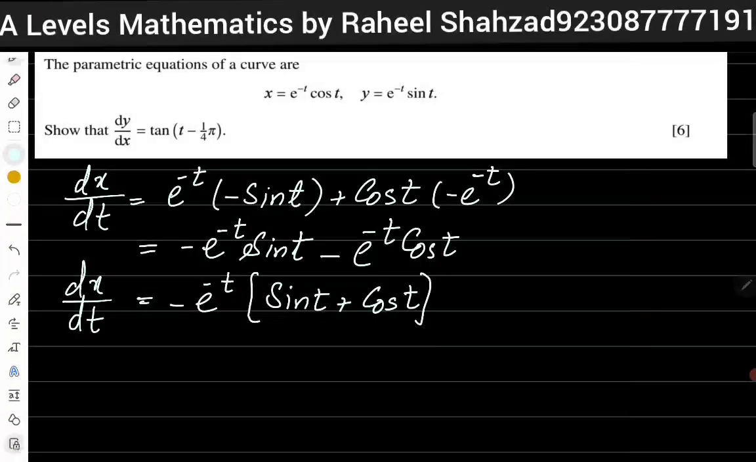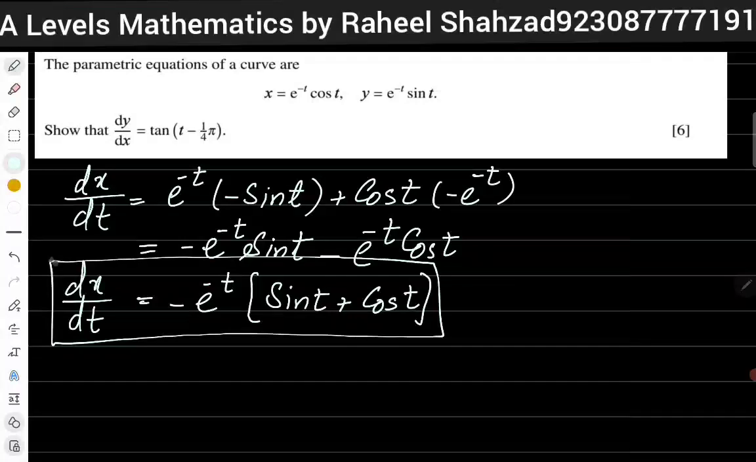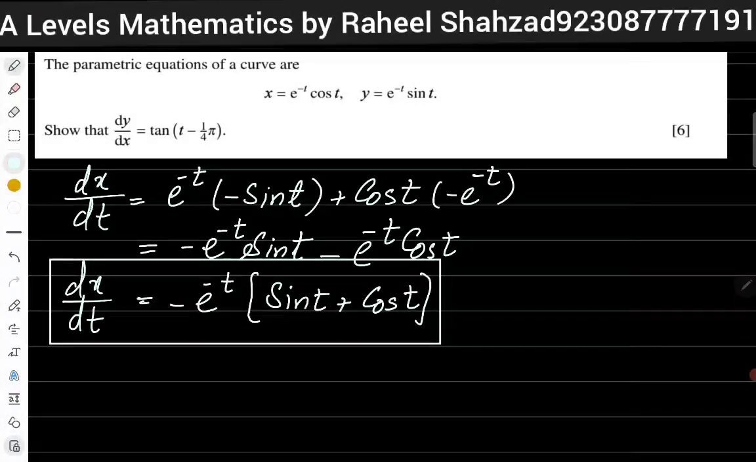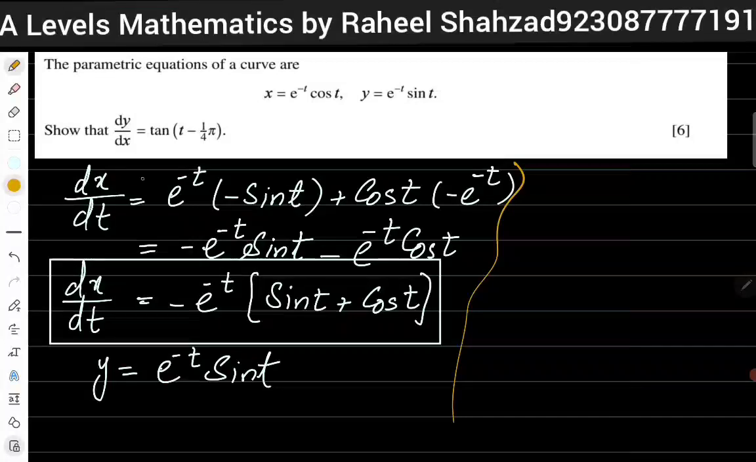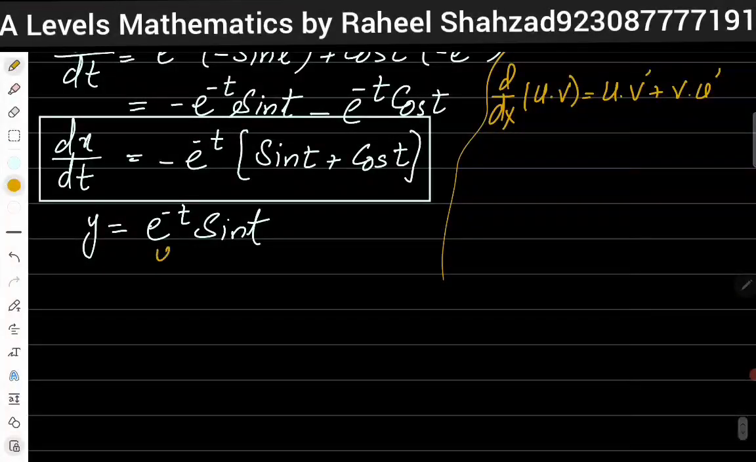Next we need dy by dt. You have y equals e raised to the power minus t sin t, and we have to apply the product rule. By the way, I also applied the product rule here. The derivative of u times v is u times v prime plus v times u prime. This is the product rule we use. So this is your u, this is your v.